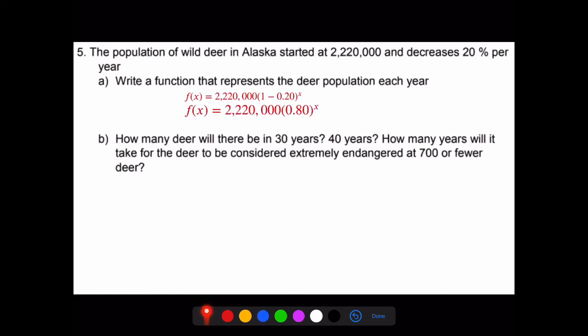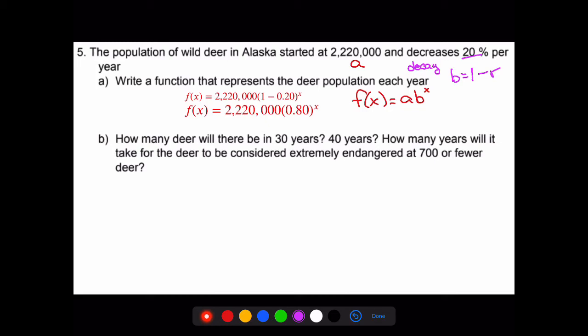First thing that we do, we write our equation in the form f of x is equal to A times B raised to the power of x, where that 2,220,000 is our A value. And then we need to switch that 20% from R to B. So we have B is equal to 1 minus R this time. Now the reason that we're subtracting is because, again, we are decreasing this time through. So it's going to be a decay function instead.